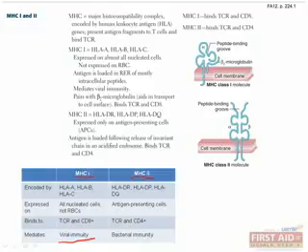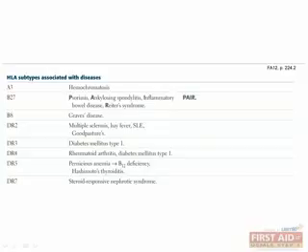MHC2, on the other hand, is encoded for by the HLA-DR, DP, and DQ genes and is expressed only on antigen-presenting cells and typically mediates immunity to bacterial infection. This is actually quite a high-yield topic, and it's worth spending some time remembering. I won't read them all for you, but you should look over them yourself.